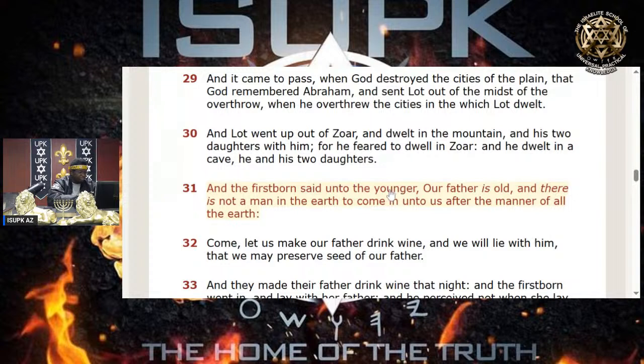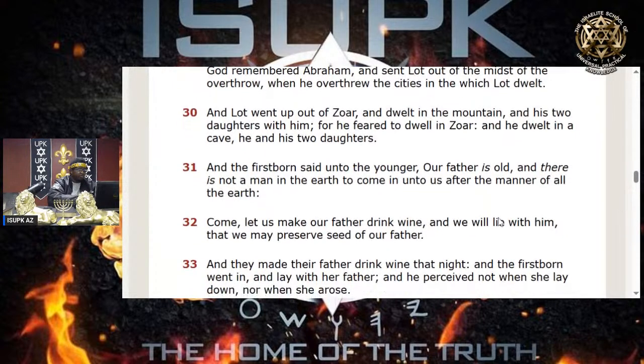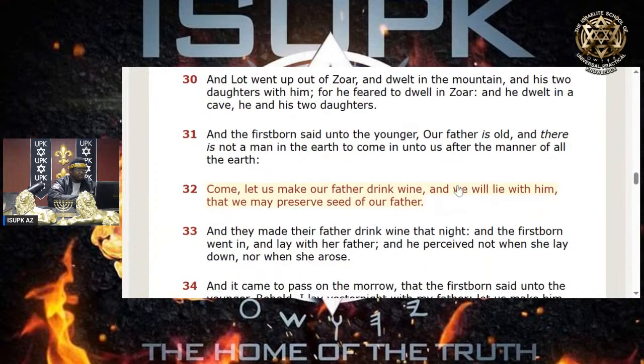And the firstborn said unto the younger, Our father is old, and there is not a man in the earth to come in unto us after the manner of all the earth. So they're thinking that the whole earth was destroyed. Like they're thinking there's nobody else around that they will be able to marry. They think everybody is dead. That's what they're thinking.